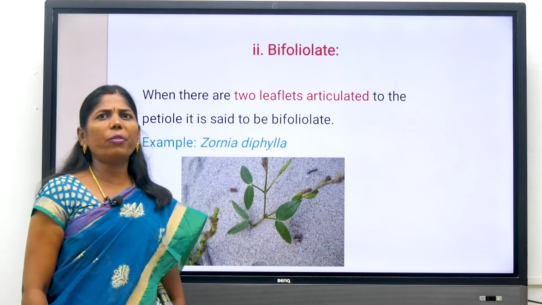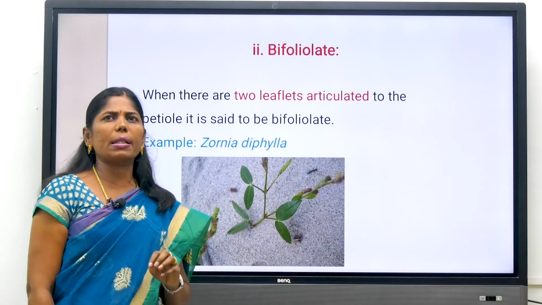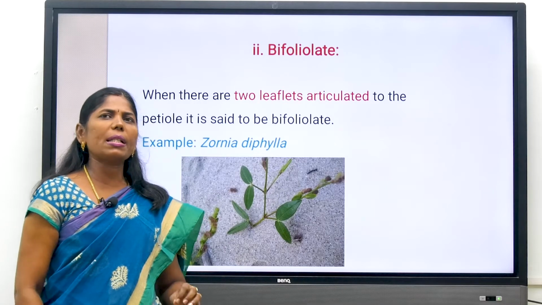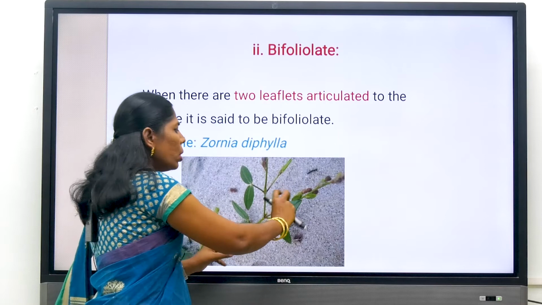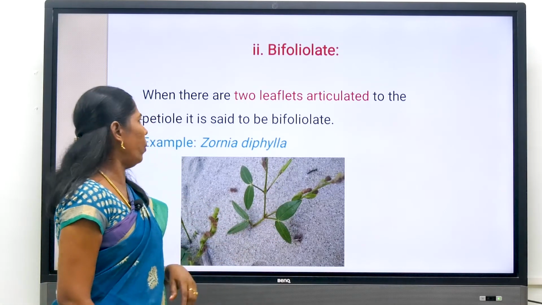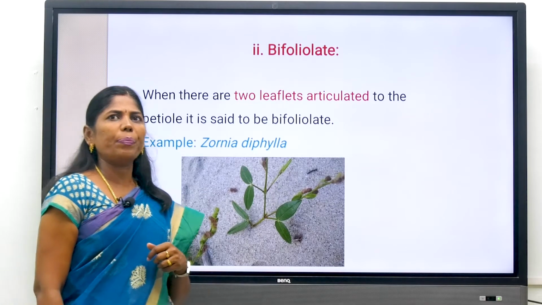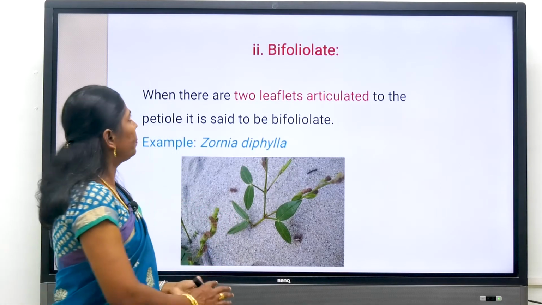Next one is bifoliate. Even a single leaflet is divided into two lobes. That is the bifoliate condition. We can see two leaflets articulated. Actually, a single leaf is divided, with two articulated segments there. That is called bifoliate. An example for that is Zornia diphylla.